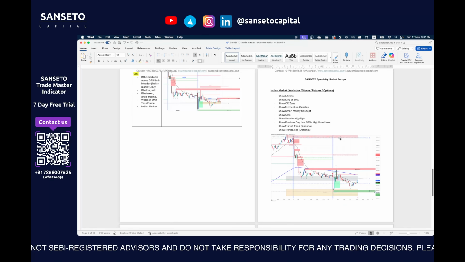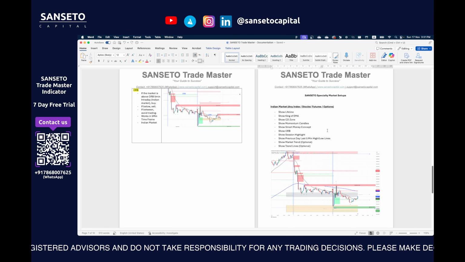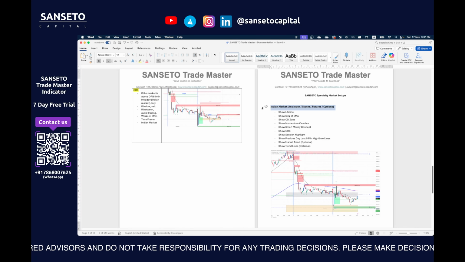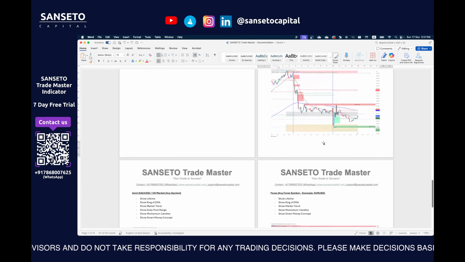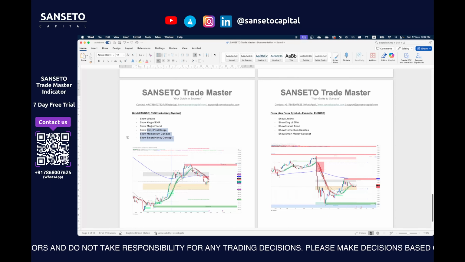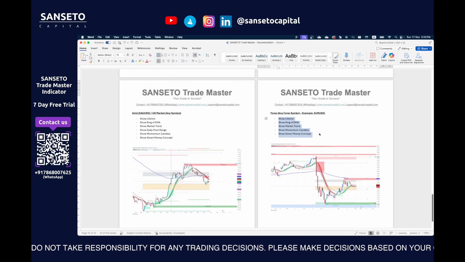At the same time, in SANSETO Capital, we also do trading. We do trading in Indian market, US market, gold market, and forex. What is our setup when we do the trades? So when we are trading in Indian market, these are the settings we'll be enabling. When we are doing gold and US market, these are the settings we'll be enabling. Remaining forex market also, these are the settings we enable.